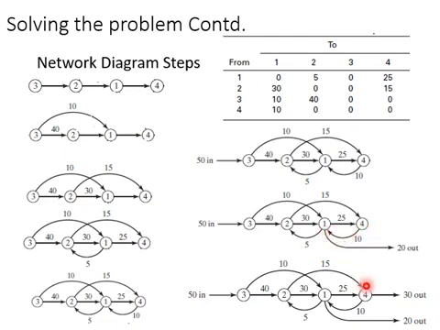So we have to make the number of parts that are entering and leaving equal. So the deficit is 30, so we make 30 parts out. So in this way we can prepare the network diagram. So this is the network diagram.